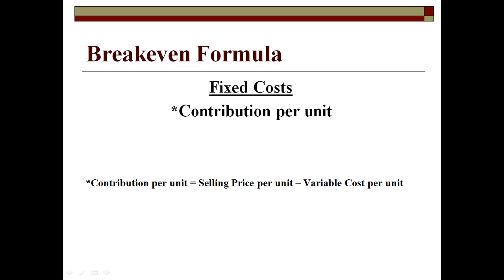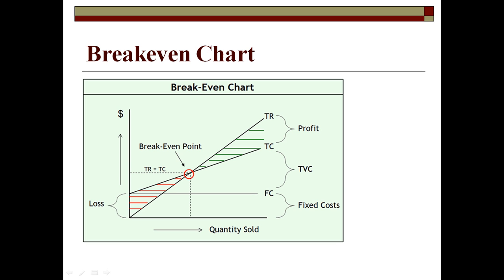And the break-even formula: fixed cost divided by contribution per unit. Contribution equals selling price per unit minus variable cost per unit. You can see the break-even chart, in which the total revenue starts from the zero point and total cost is above the total revenue, and then they break even on the one point where the total revenue equals the total cost, and that point is known as the break-even point.